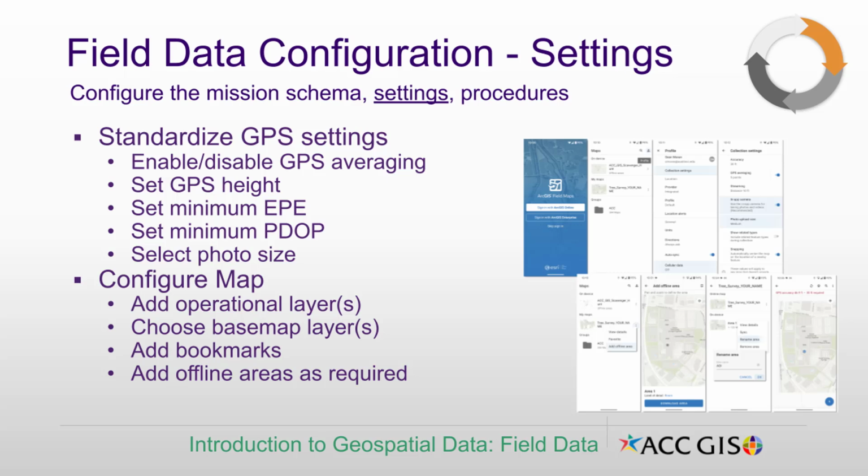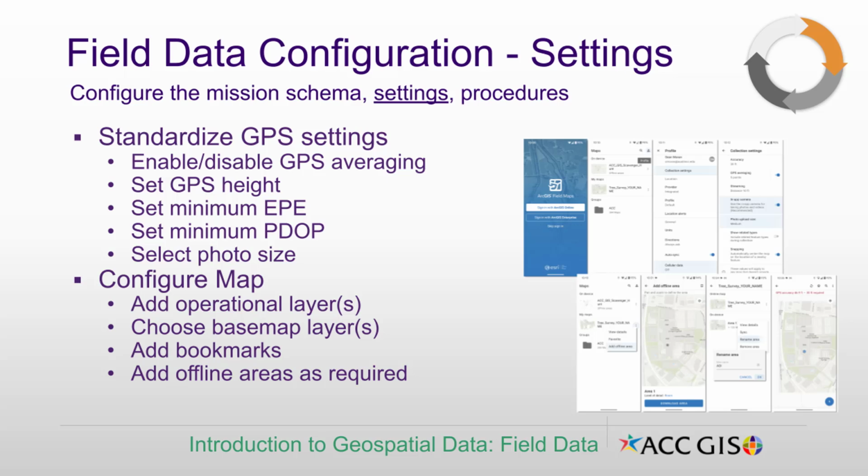If you enable GPS averaging, it's going to take longer to collect each location, but each particular location might be more accurate. So a lot of times when we're selecting our GPS settings, we're balancing proficiency over data quality. You need to set your GPS height, which is the location of your GPS receiver. And once you have that, then the software often subtracts that height from your altitude to calculate the elevation at the location where you're collecting your position.